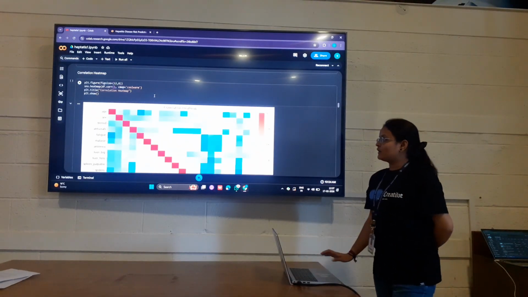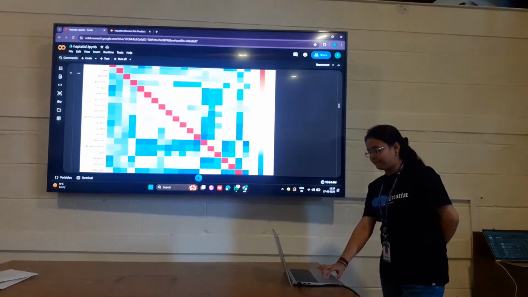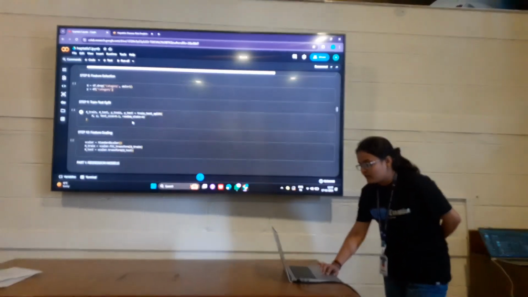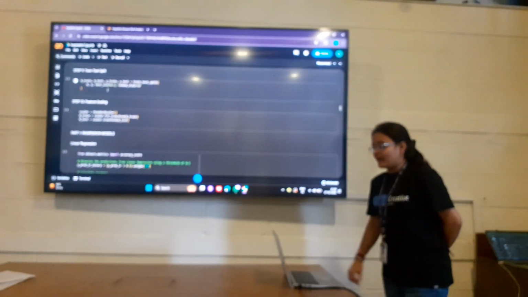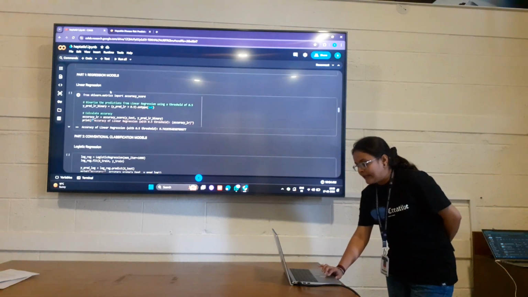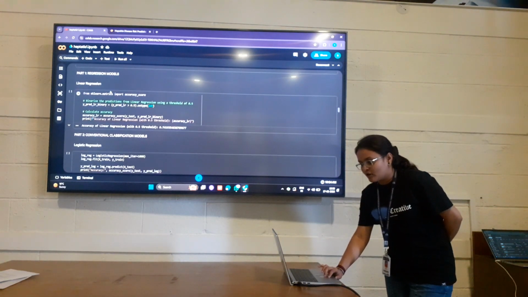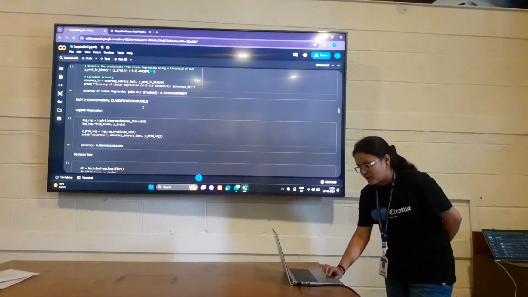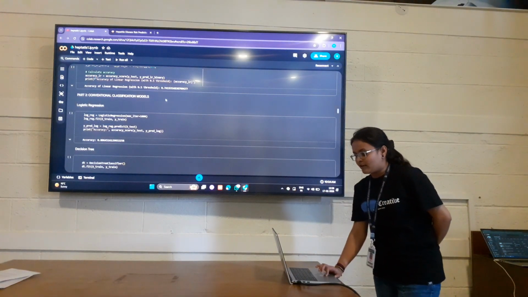Next, this is the correlation heat map. This is the feature selection. Next, the train test splitting. In this, the testing sample is 20% and the training is 80%. Then the feature scaling. In that, regression models are there. For linear regression, I calculated the accuracy of the linear regression, which is 0.74.